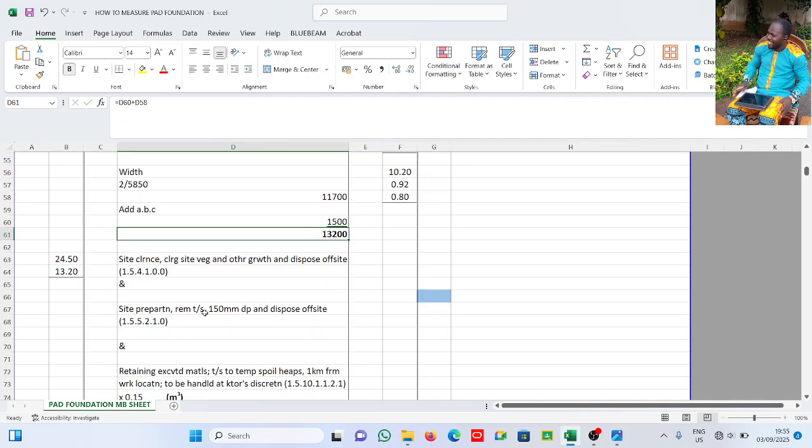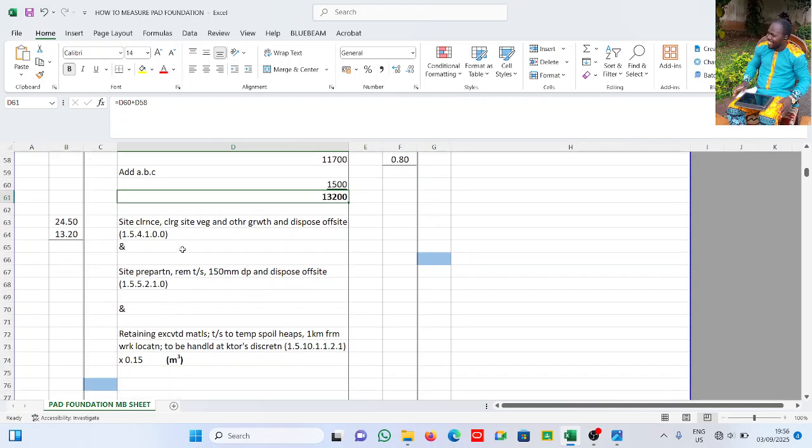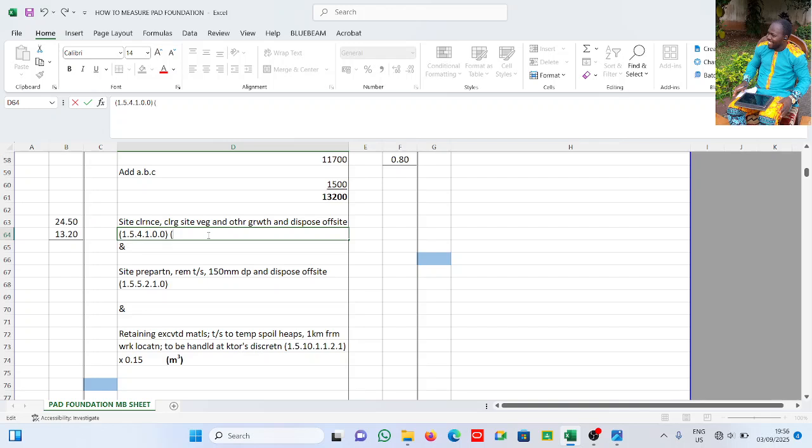So it's an area item, 24.5 by 13.2. This is the site clearance, clearing site vegetation and other growth and dispose off site. Right, section 1.5.4.1.0. So I may not be going there speaking and talking about them in that manner. So you just see this is a square meter item.